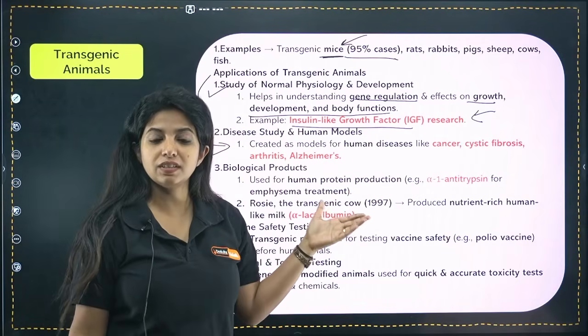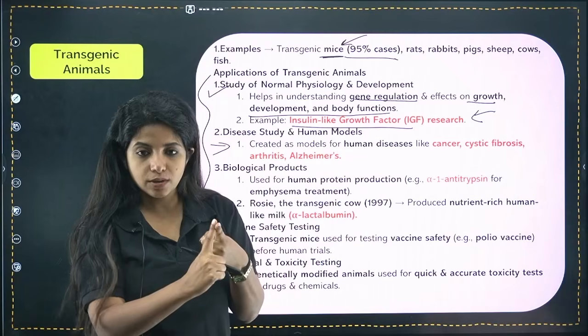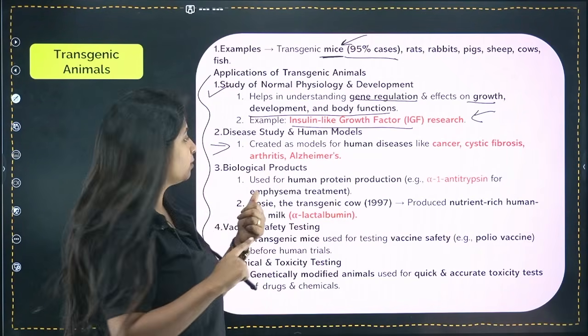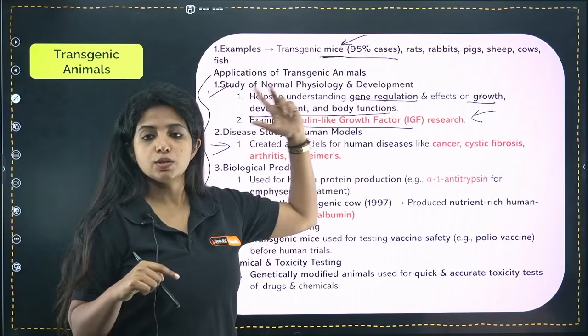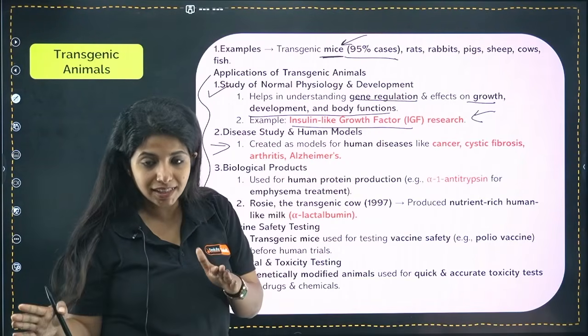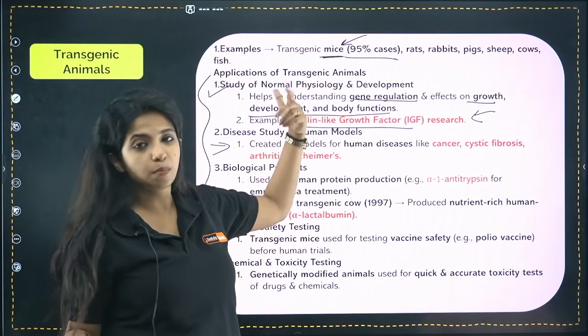Ma'am, are the names of the diseases important? Yes. Cancer, cystic fibrosis, C square. Apart from that, you have arthritis and Alzheimer's, A square. So C square and A square. For studying these diseases and their effects, you made models.